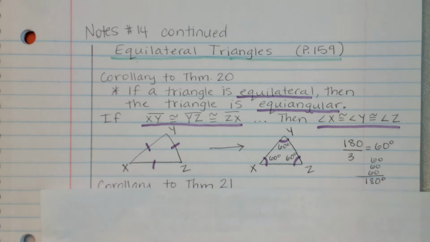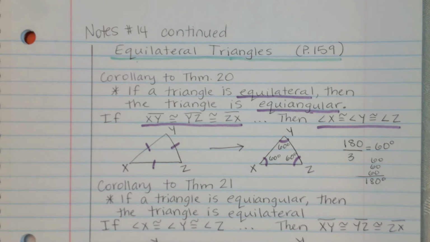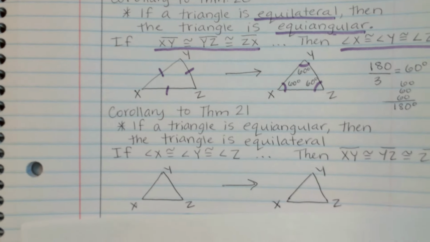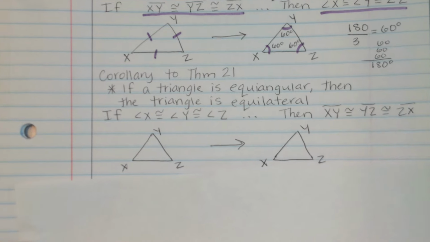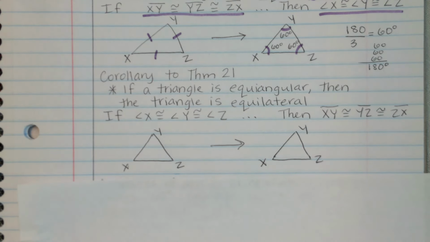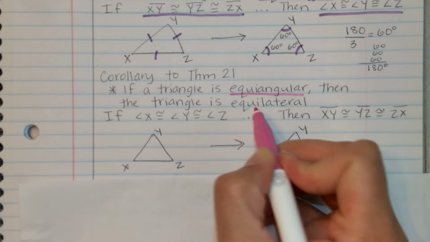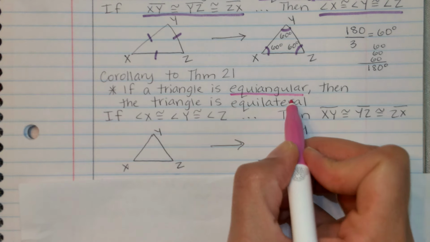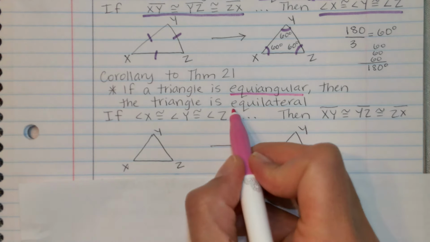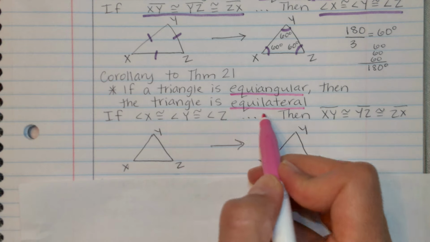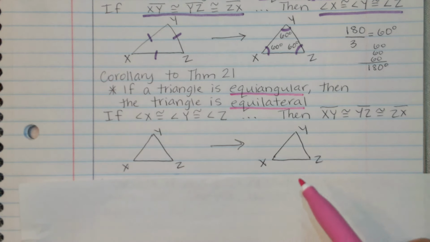Okay, so pause as you need to, but I'm going to move on to the other one, which is the corollary to theorem 21. Okay. And just like with the isosceles triangles, this is basically just like backwards. So let's go through it. It says if a triangle, so remember how to say this word, equiangular. Equiangular. If a triangle is equiangular, then the triangle is equilateral. So equiangular, equilateral. It is hard to remember how to say them, so just do your best.